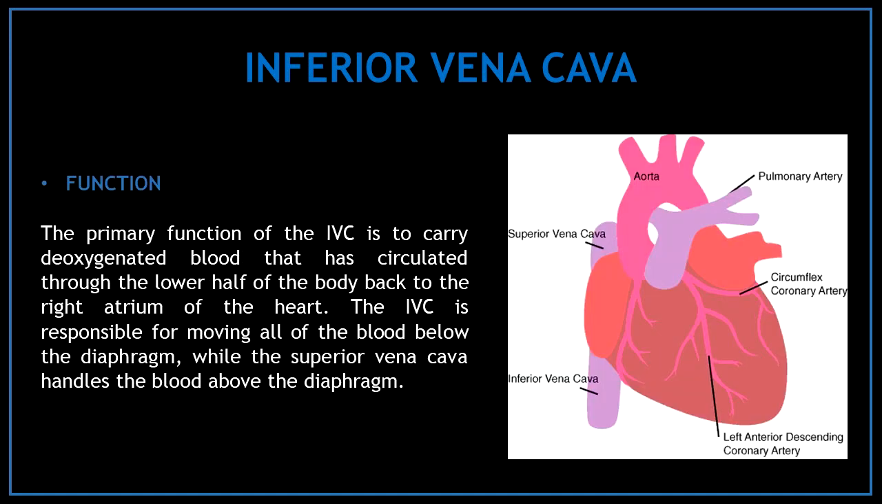Now, what is the inferior vena cava function? The primary function of the IVC is to carry deoxygenated blood that has circulated through the lower half of the body back to the right atrium of the heart. The inferior vena cava is responsible for moving all of the blood below the diaphragm, while the superior vena cava handles the blood above the diaphragm.